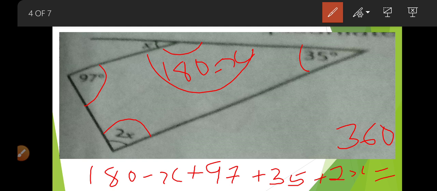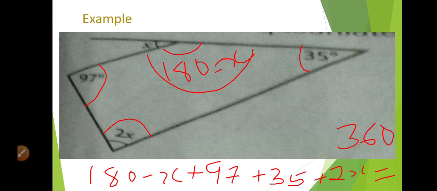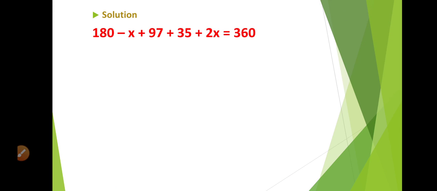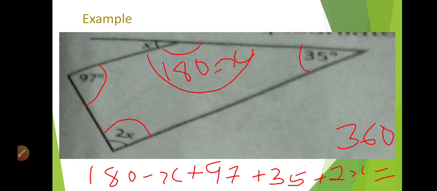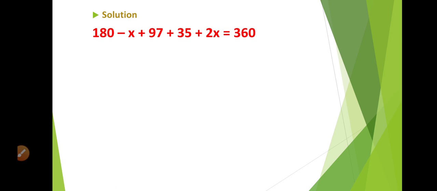So we'll be going to the next page now to continue our calculation. So now this is what we have in the previous page. This 180 minus x plus 97 plus 35 plus 2x is equal to 360 degrees. So we have it here again now: 180 minus x plus 97 plus 35 plus 2x is equal to 360 degrees.